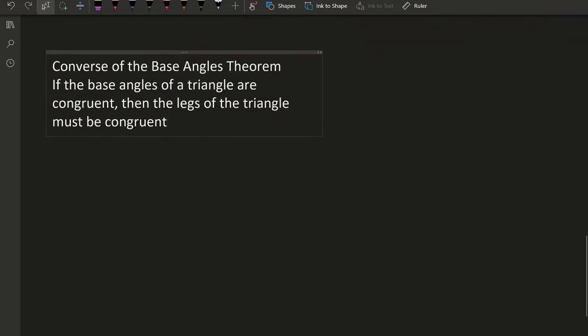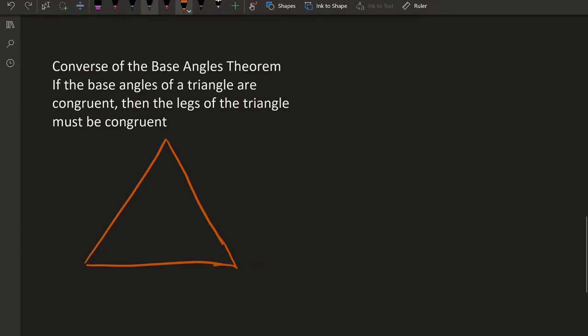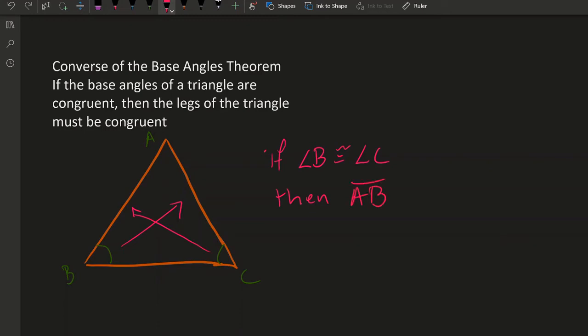Okay, so this is the same thing that we just talked about, but backwards. So, in this case, again, label this A, B, C. If I start off with angle B is congruent to angle C, then that implies that the two sides are congruent. So I'm just going to write that out. If angle B is congruent to angle C, then side AB must be congruent to side AC. Okay.